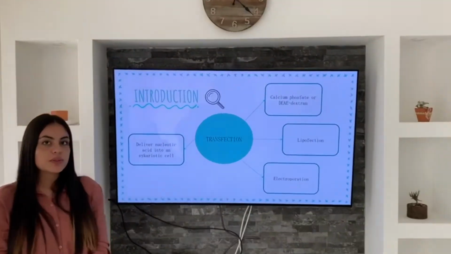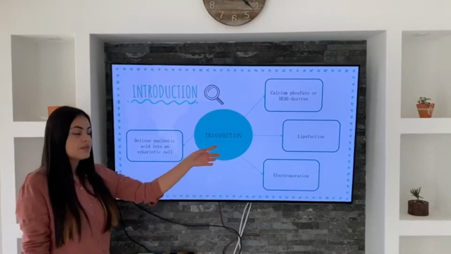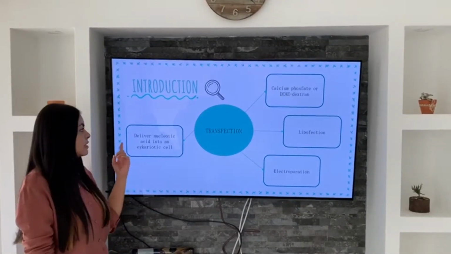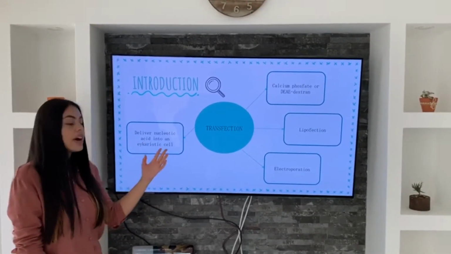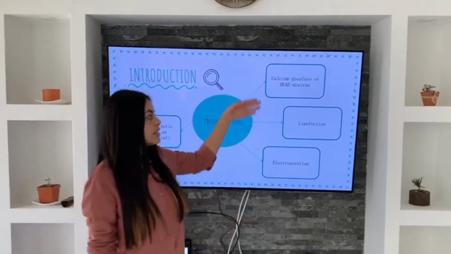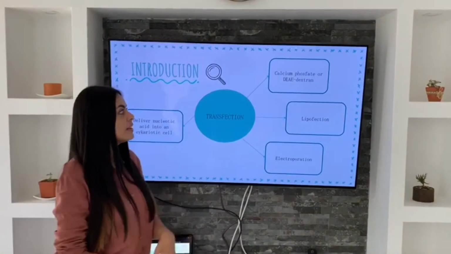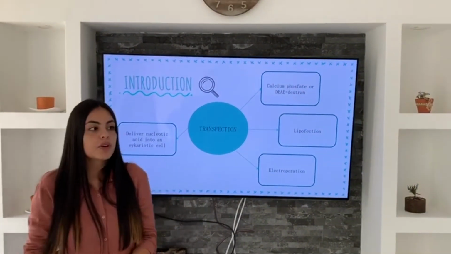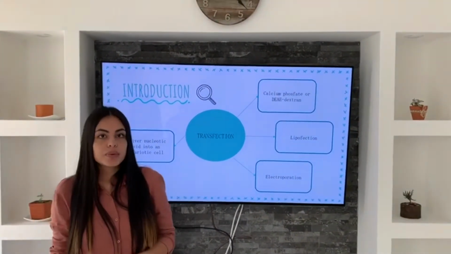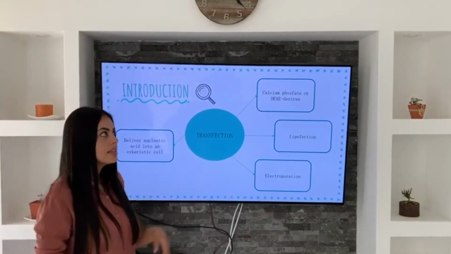First of all, to introduce the article, we are going to talk about transfection. Transfection is the process of delivering a nucleic acid into a eukaryotic cell, and we can do it in these three ways. The first one, most of the cells are treated with calcium phosphate or DEAE dextran that form a complex with the DNA, promoting its addition to the cell surface.